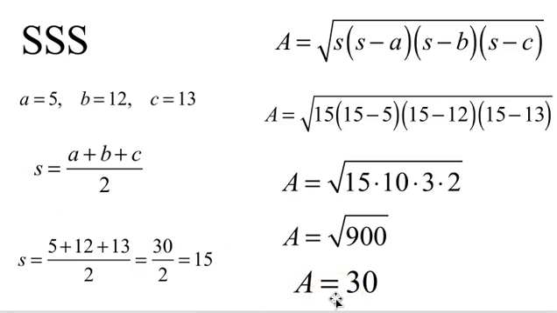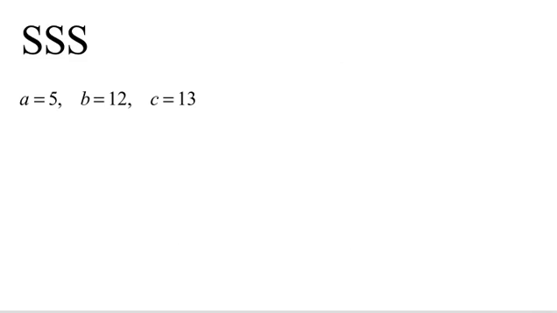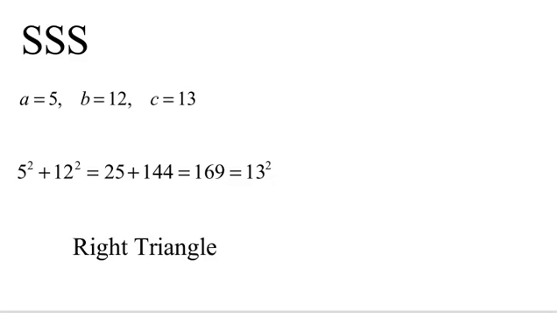But there's something a little interesting about this example. We have A is 5, B is 12, and C is 13. 5 squared is 25. 12 squared is 144. 25 plus 144 is 169. It tells us something. 5 squared plus 12 squared is 13 squared. If that happens, we know that we have a right triangle.